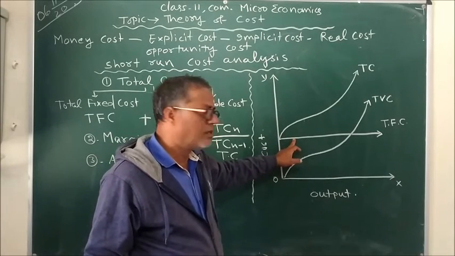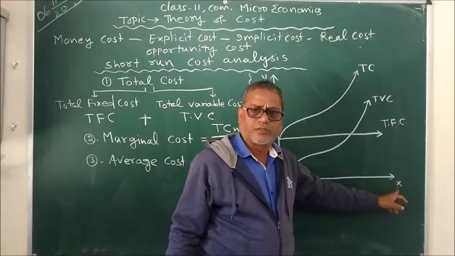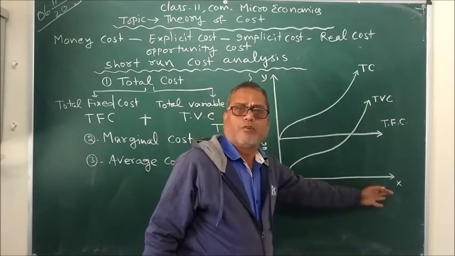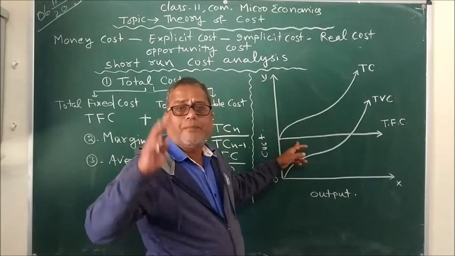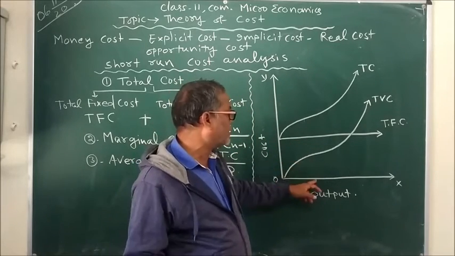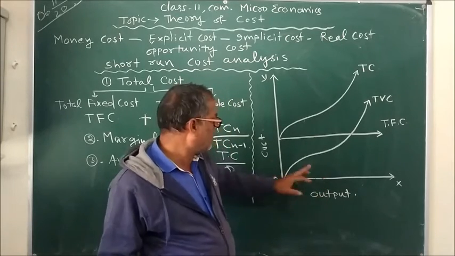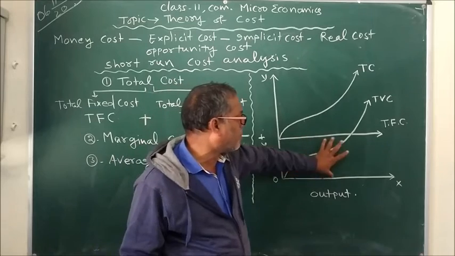Total fixed cost is parallel to the x-axis. What does it indicate? It indicates that whatever may be the level of output, the total fixed cost never changes. That's why it is horizontal. That is why it is parallel to the x-axis. The cost is always remaining the same.